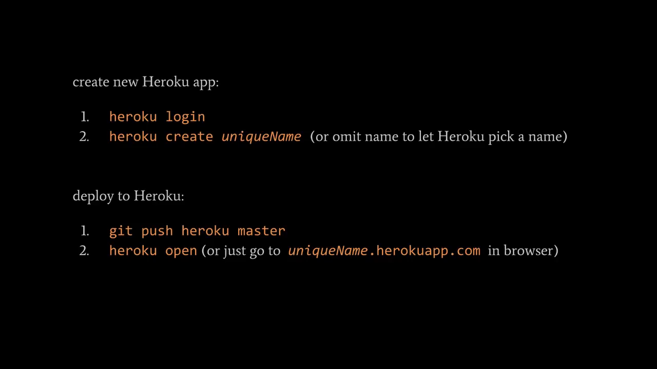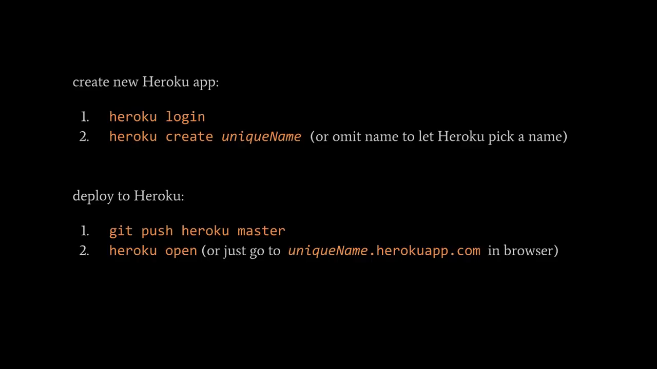Well, from the command line, once you have the Heroku command line interface installed, first do the heroku login command, which will prompt you for your Heroku password. And then using heroku create, you pick a new Heroku app name, which has to be unique among all existing Heroku apps. So if you pick a name that's already in use, you're going to get an error. You might at this point just omit the name and Heroku will pick one for you. It'll just generate some nonsense name for you.